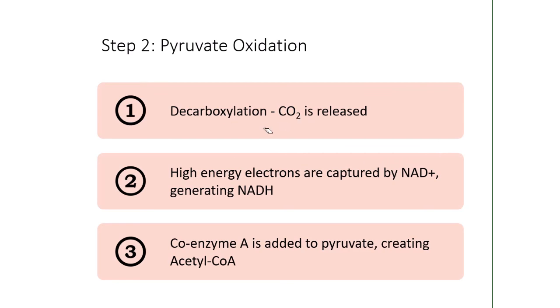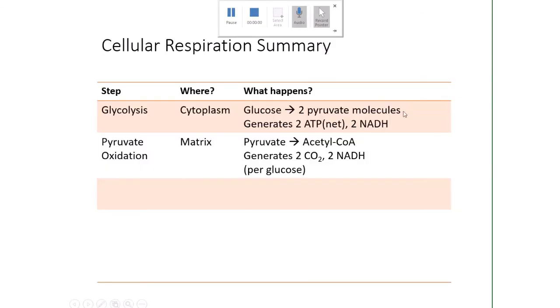So here's a summary of the 3 steps that are going to be involved, right? Removing the carbon dioxide, that is called decarboxylation, and then you have high energy electron release and capture by NAD+, and finally we are adding the coenzyme A to the pyruvate so that you are going to be creating the acetyl-CoA.